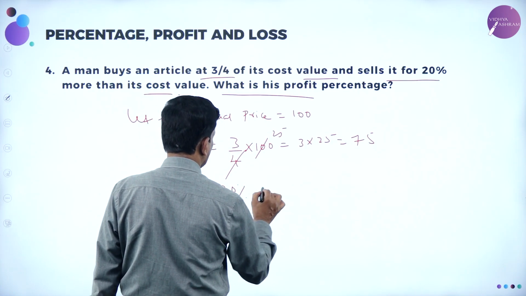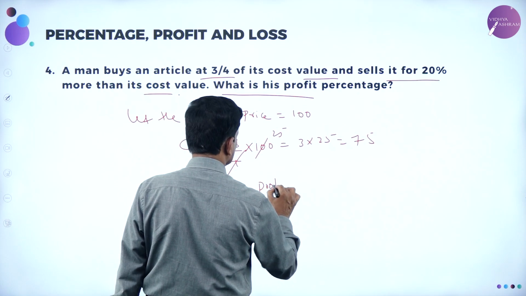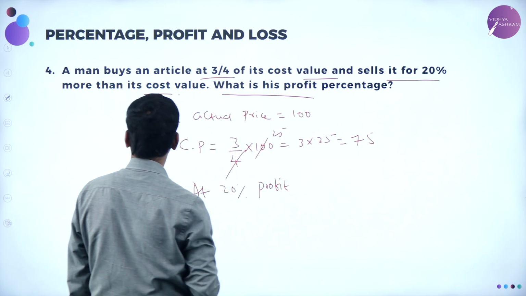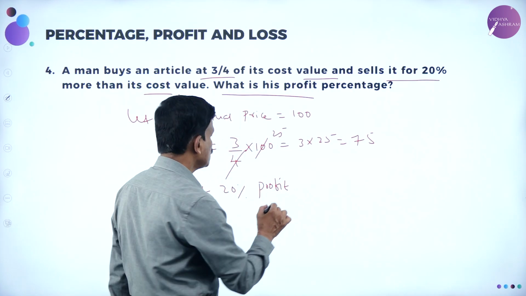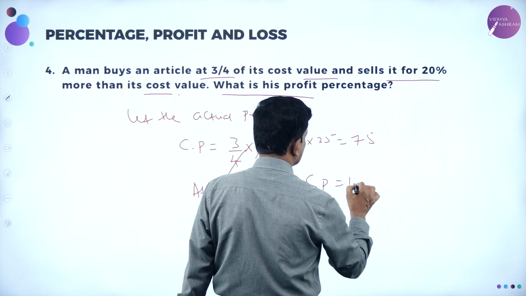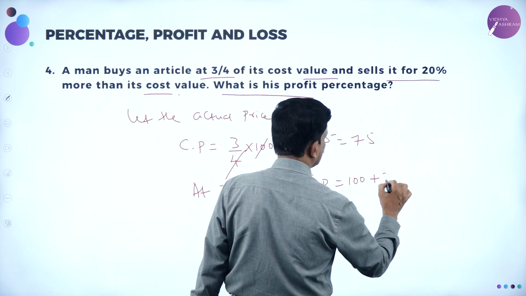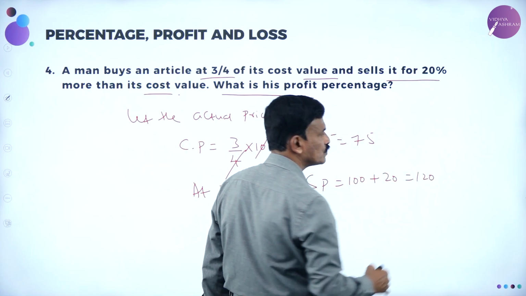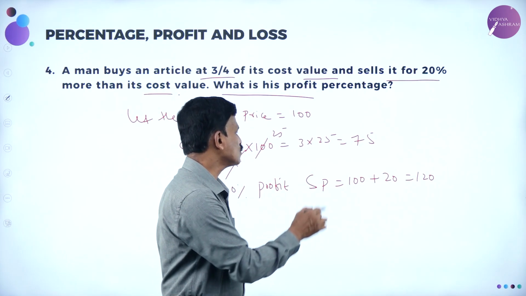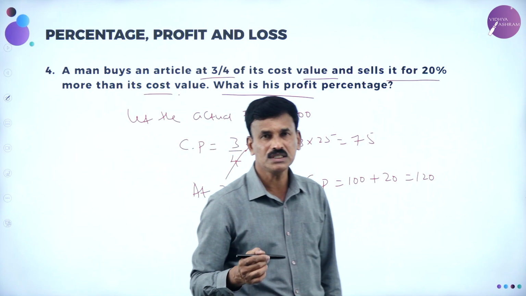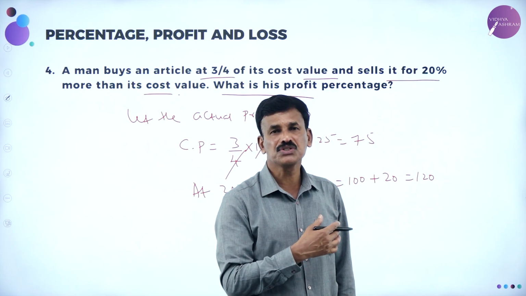At 20% profit, then what happens? The CP at 20% profit, then SP is equal to 100 plus 20% of 100, which is 20. That's equal to 120. So at 20% profit, SP is equal to 100 plus 20, that's equal to 120. Now the difference between these two will give the profit.